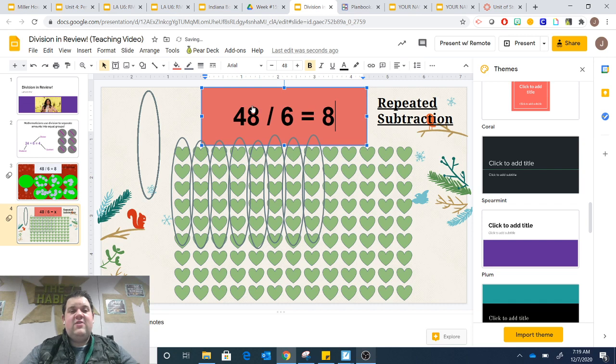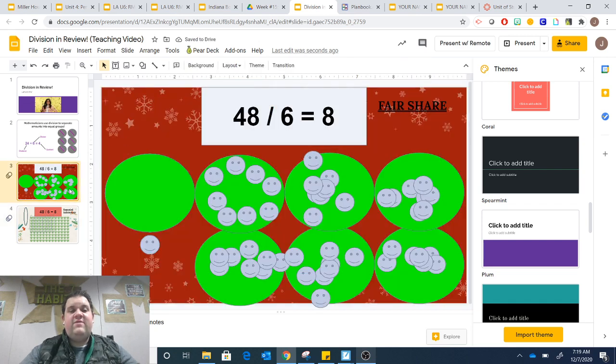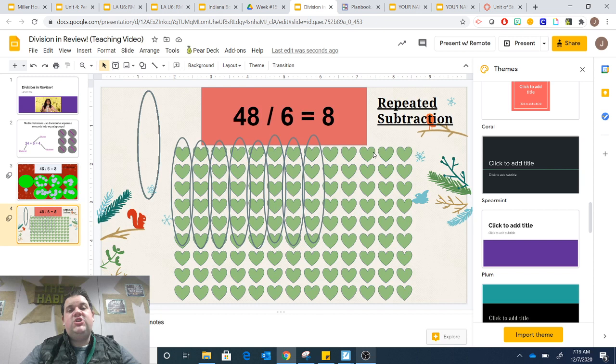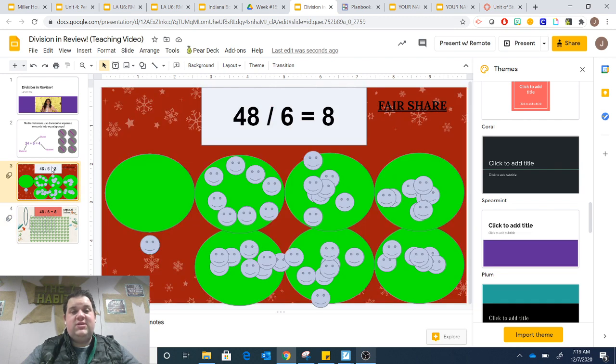Now, both of these are the same exact division problem, 48 divided by 6. But the way we solve them is a little bit different. And you're going to see in the coming days that there are different problems that call for different strategies. Sometimes we need to use the fair share strategy so that it matches the problem. Sometimes we need to use the repeated subtraction because that matches the problem. But 48 divided by 6 is always 8, no matter which strategy we choose to use to solve.